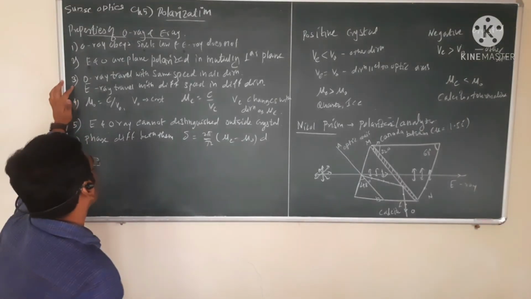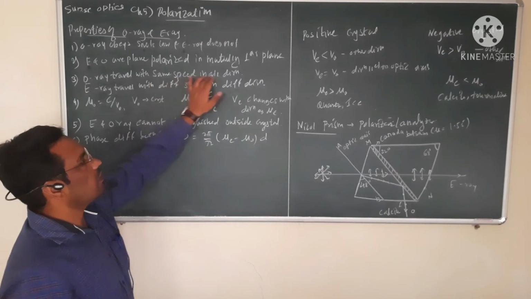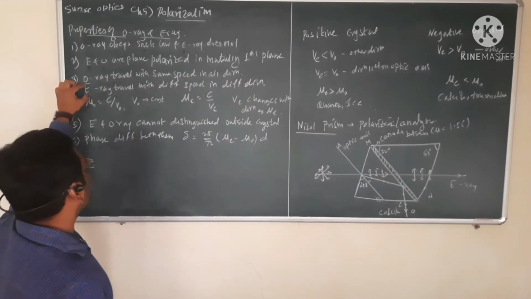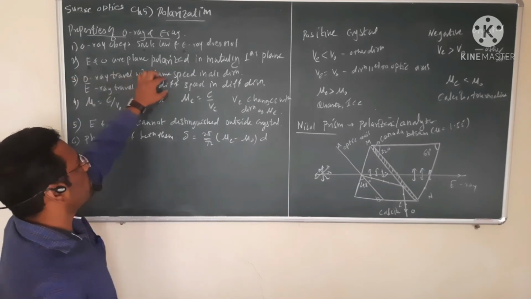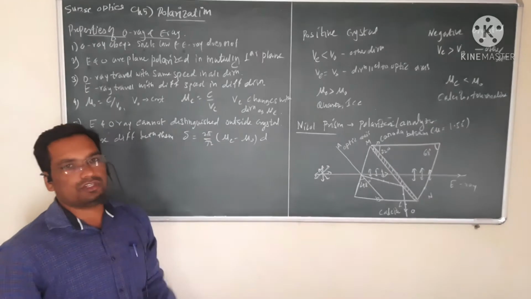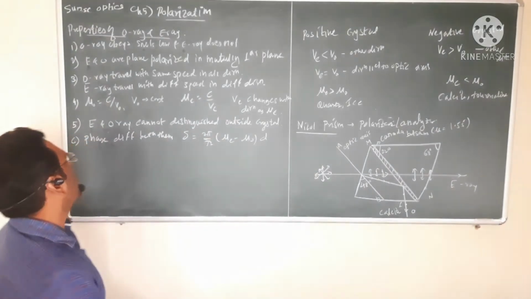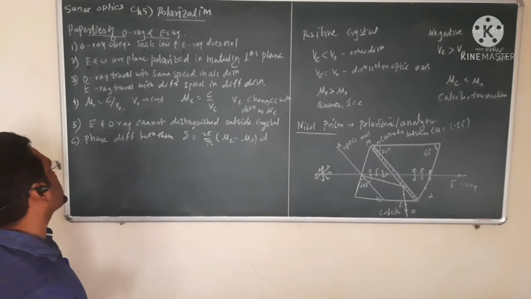Then the third property: the ordinary ray travels with the same speed in all directions. The property of the extraordinary ray is that it travels with different speeds in different directions. So the extraordinary ray is a ray which can travel with different speeds in different directions.